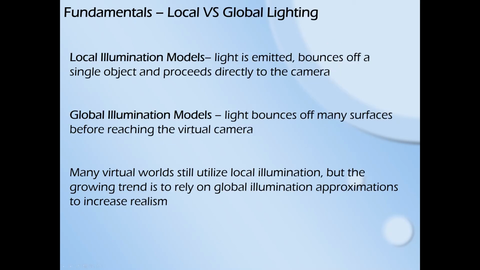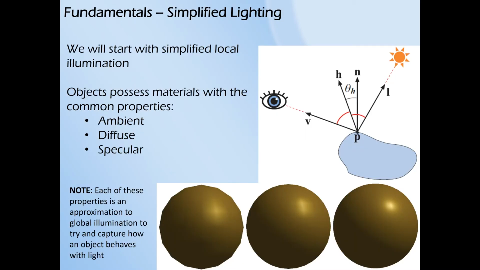Now we have local illumination models. Local means we look at a light source, we look at where an object is, and we ignore everything else in the scene, and we just see how it interacts with that object. Global illumination is where we deal with how the light bounces around the scene, what it might hit, how it gets to where it should be before reaching a virtual camera.